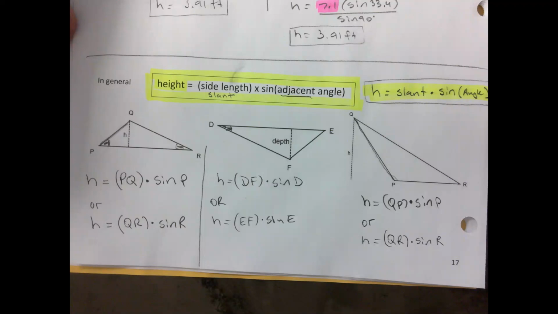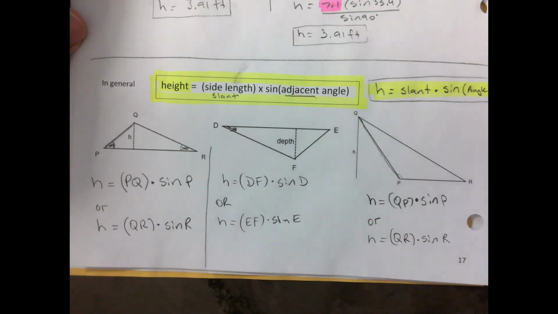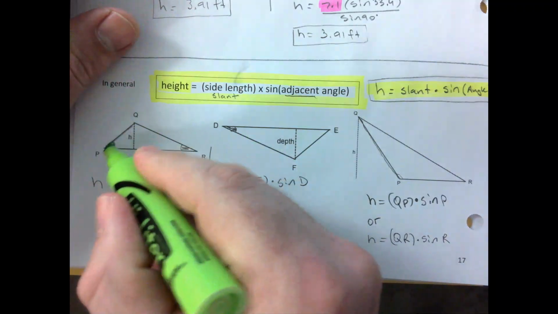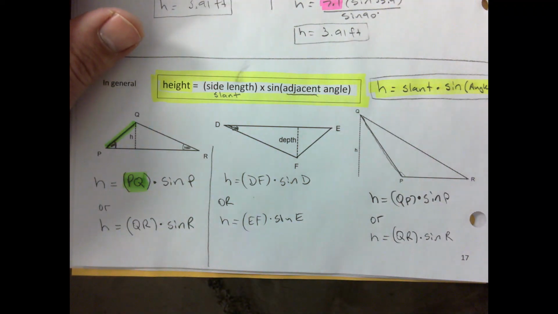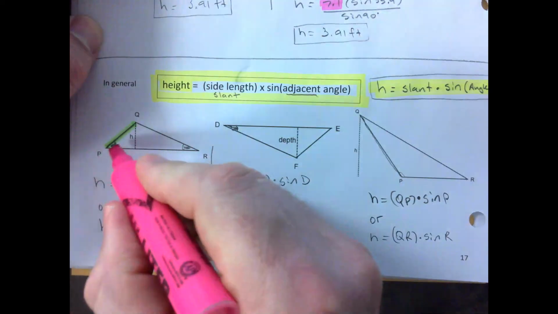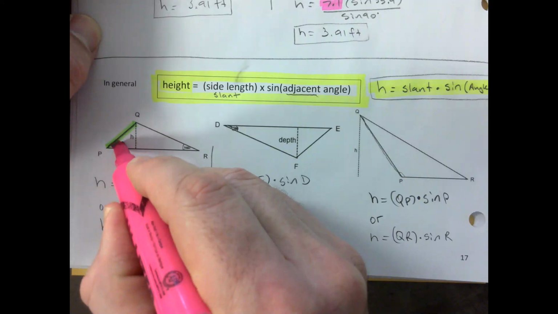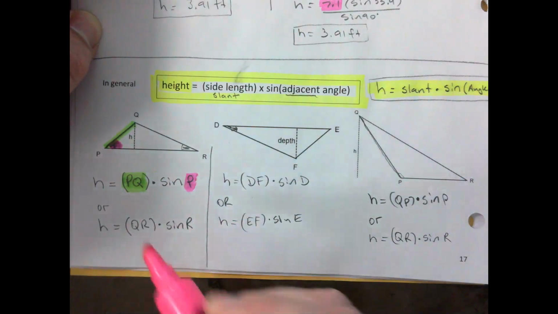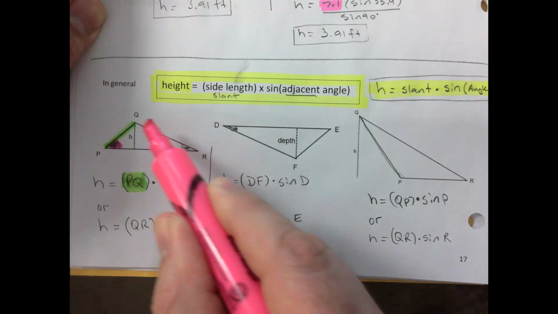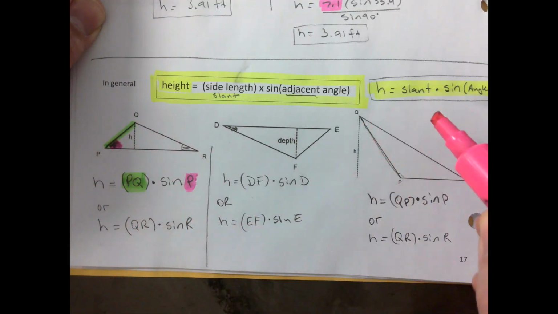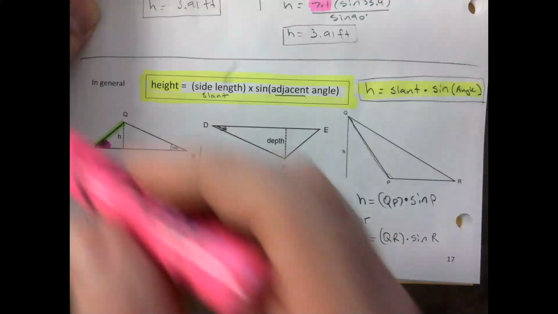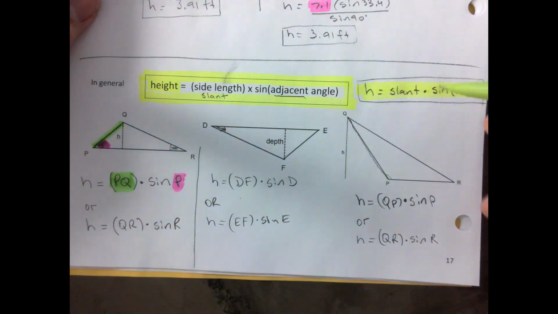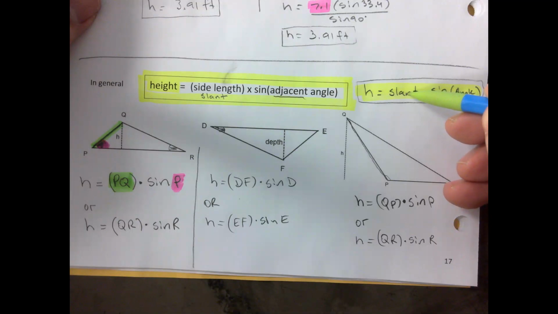And if you like highlighting, I'm just going to do it for one of these. I'm going to say I take the slant and I multiply it by sine of P. So I'm just going to highlight this angle right here. Maybe you just need one, just this one right here, next to this formula. And maybe for you, you need slant written on this one.